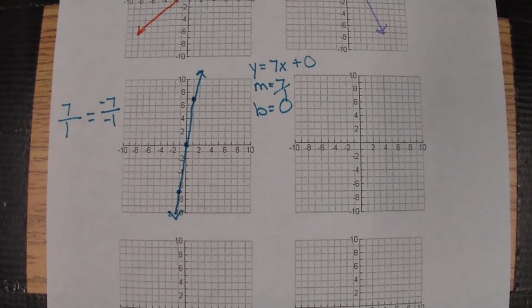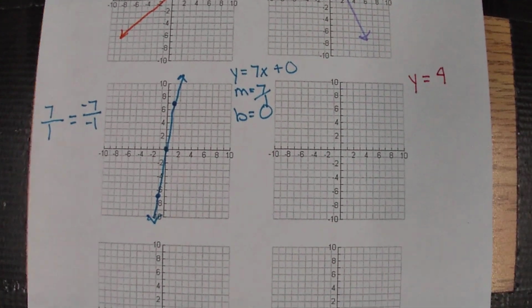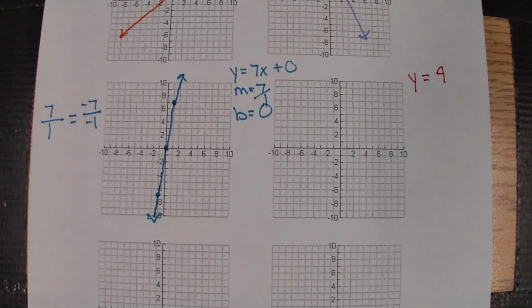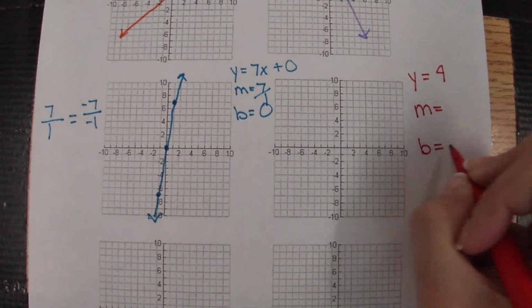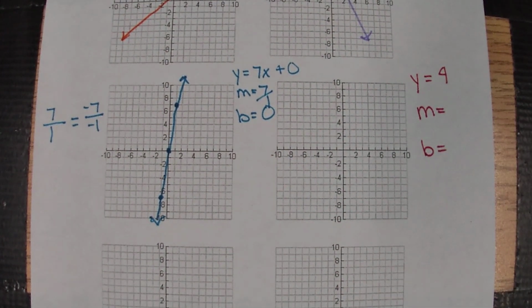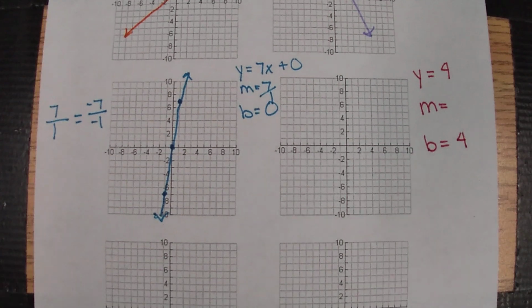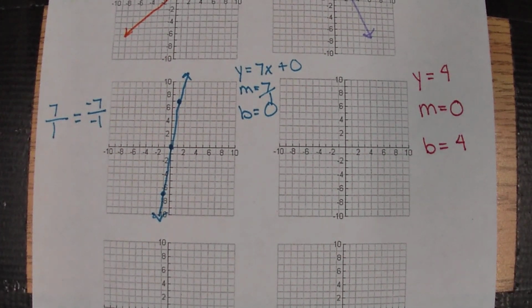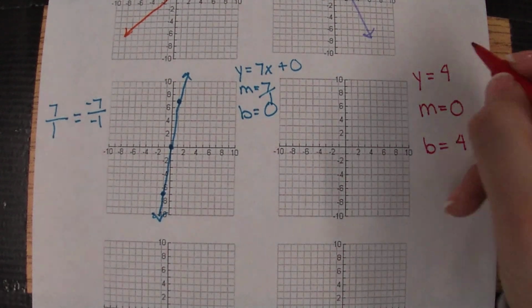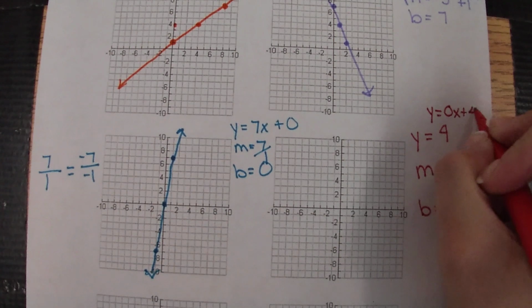Okay, how about y equals 4? Okay, so m on this one. M is always the number in front of x, and 4 is not in front of the x. So since 4 is not in front of the x, it's by itself, that's our b. Okay, we see 0 x's in this problem, so our m is 0. Right, it's the same thing as saying y equals 0x plus 4.